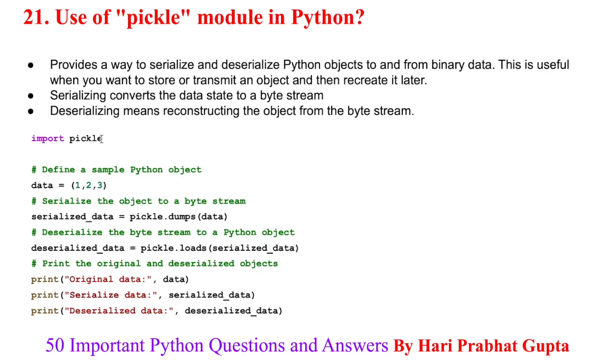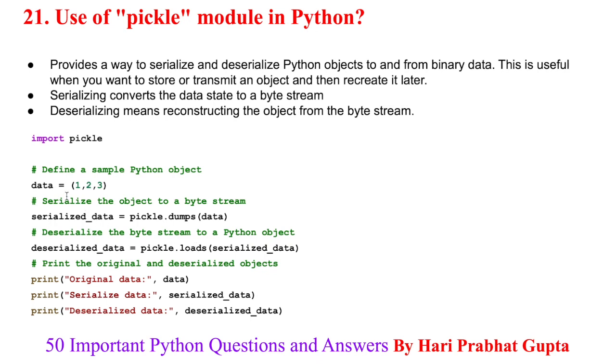Here in this example, we can see that the pickle module provides two main functionalities for serialization and deserialization: pickle.dumps and pickle.loads. The pickle.dumps function serializes a Python object to a byte stream, while the pickle.loads function deserializes the byte stream to a Python object.